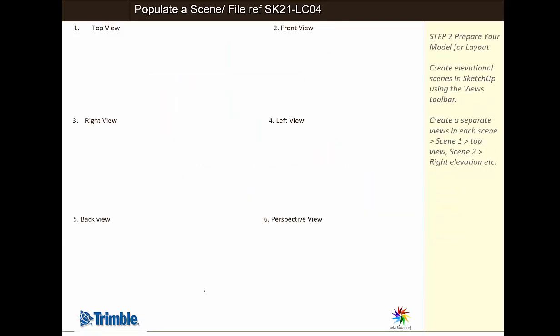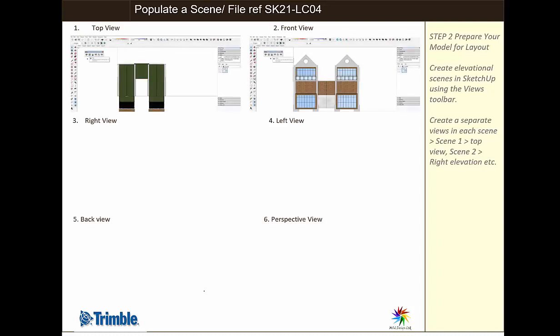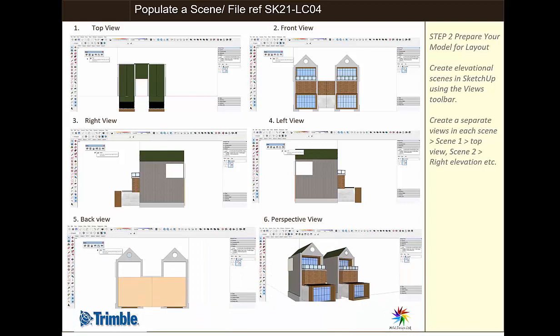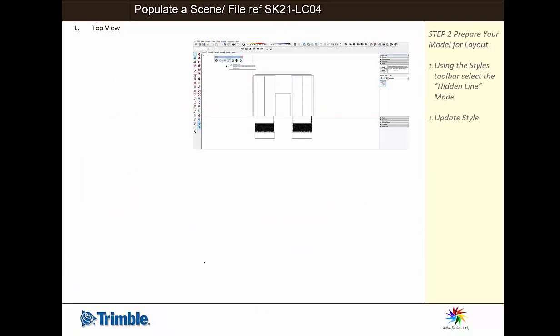So what's happening is that we have created 6 scenes. So the first one is the top view, second one is the front view, then we have right views, left view, and then we have back view, and then we have a perspective view. And it's using these views that will actually enable us to communicate our design process.